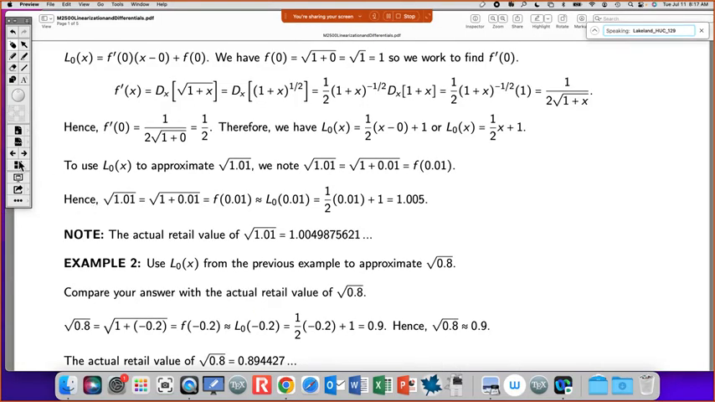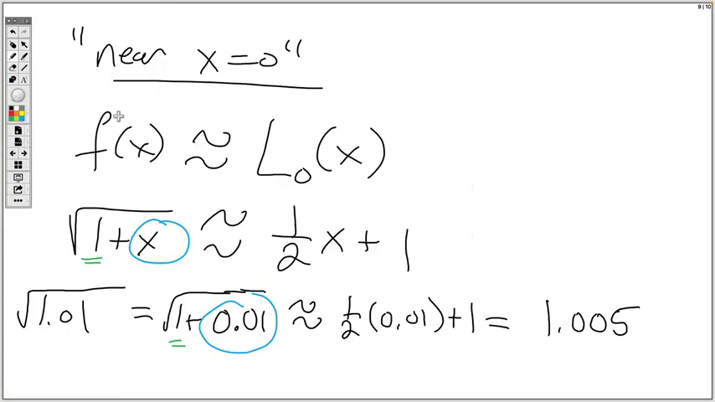Now, how would we use this to approximate the square root of 0.8? Well, I got to write this as the square root of 1 plus something, because this is what my function is. You follow? So 1 plus what gives me 0.8? Negative 0.2, good. So this is what's going to go in for my x now.